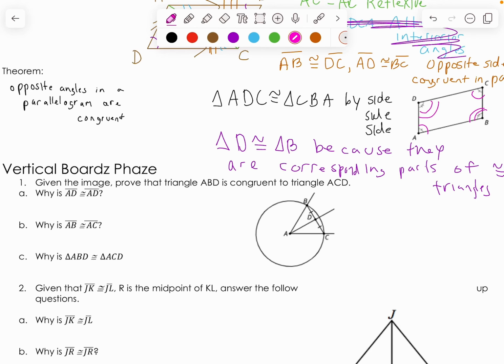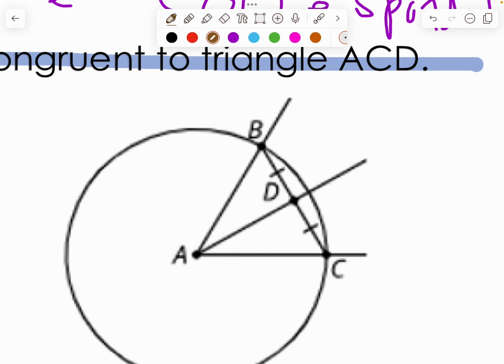Okay, here, given the image, we're going to prove that triangle ABD is congruent to triangle ACD. I want to prove that this triangle is the same as this triangle. All right, we have a lot of markings in this picture.